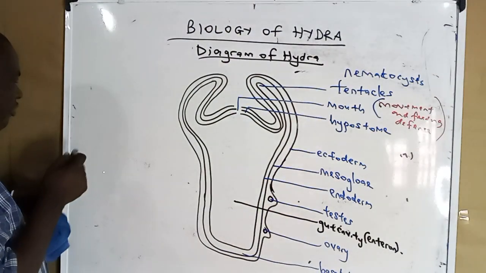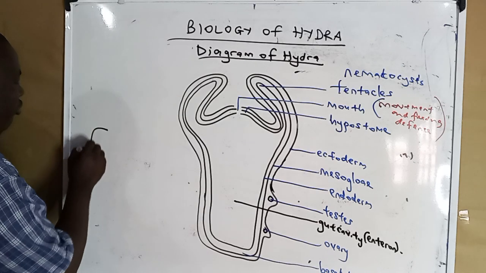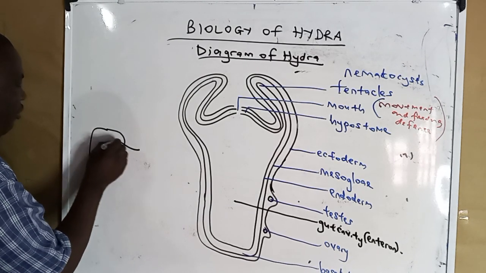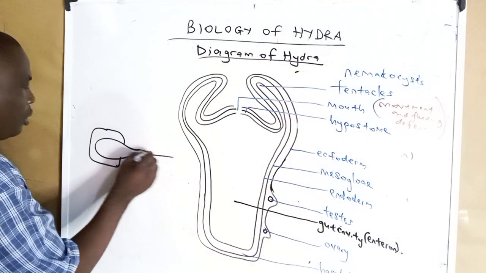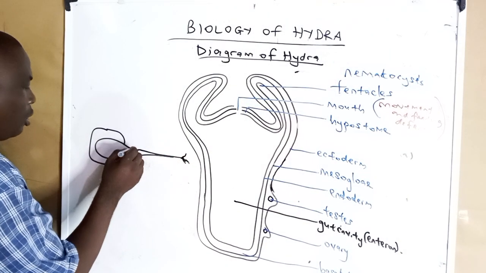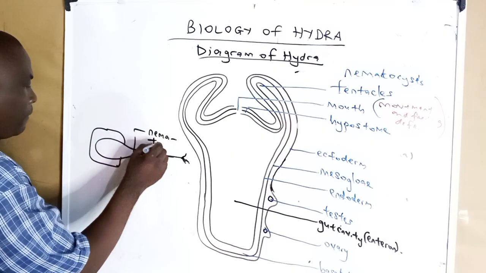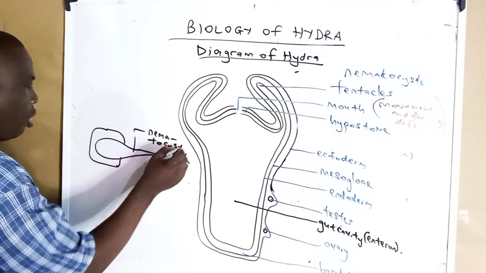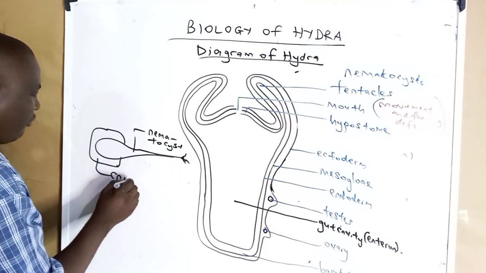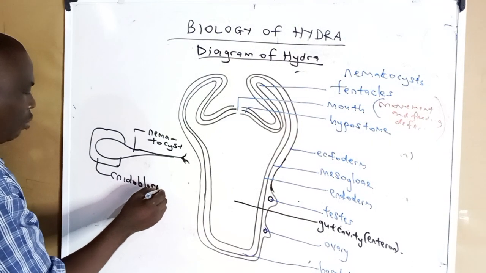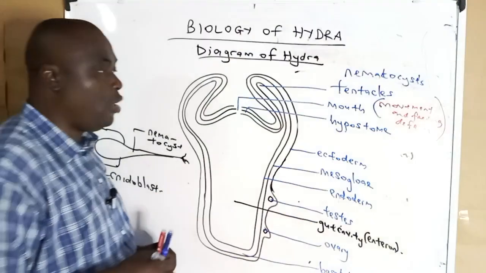Something about these nematocysts, they are housed in a structure called the cnidoblast. This is the stinging cell, something like this. This is the nematocyst, housed in the cnidoblast. So they are stinging cells for defense. They have poisonous substances that are used to stop the prey.